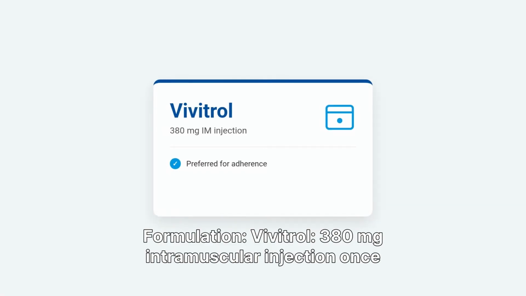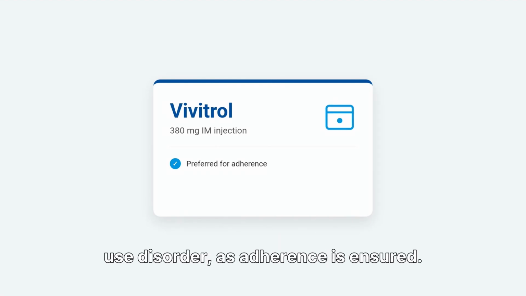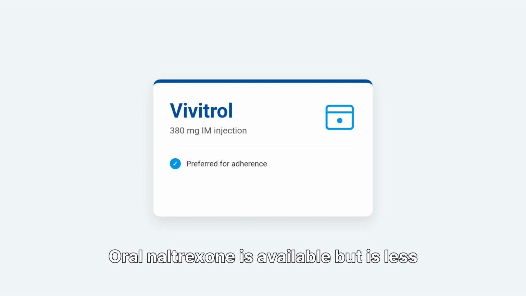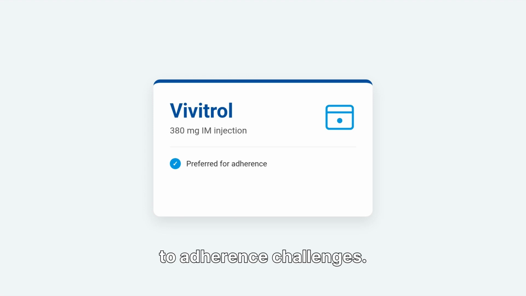Formulation: Vivitrol, 380 mg intramuscular injection once monthly. This is the preferred formulation for opioid use disorder, as adherence is ensured. Oral naltrexone is available, but is less commonly used for opioid use disorder due to adherence challenges.